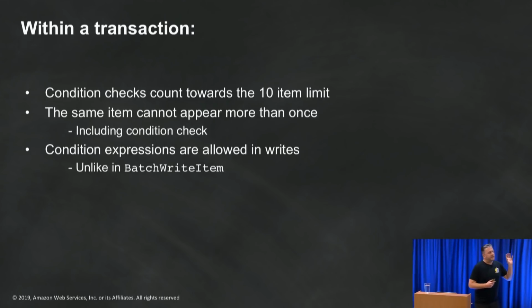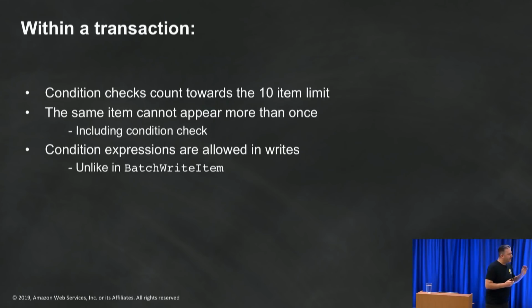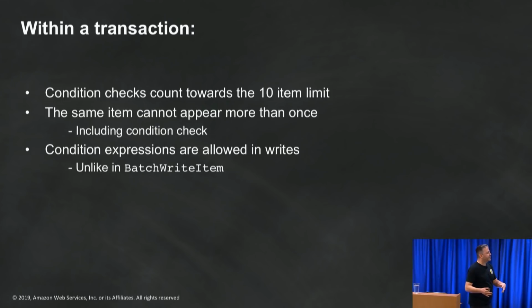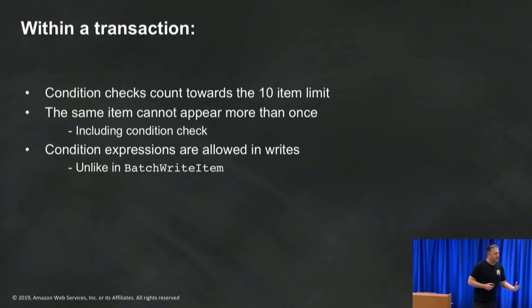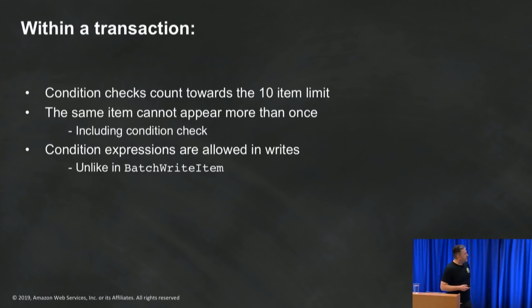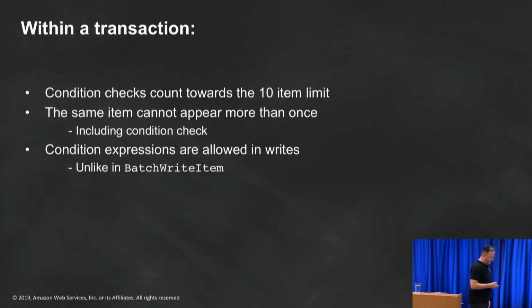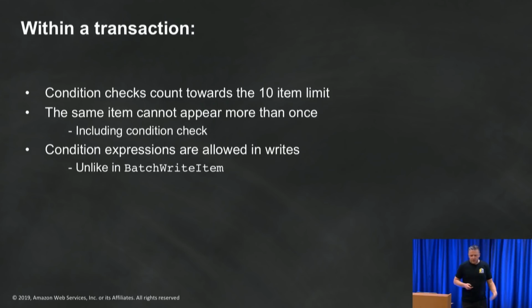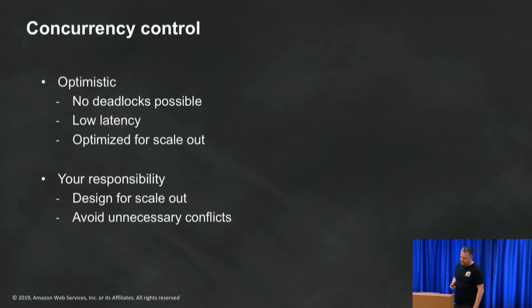So the idea behind the condition check is I need to check some part of state that's separate from the items that I need to update. But then if that check succeeds, I'm going to update different items, right? If the check is related to the items that I need to update, you can just use existing condition expressions. And so, again, that's a point of difference with BatchWriteItem, which does not allow condition expressions.